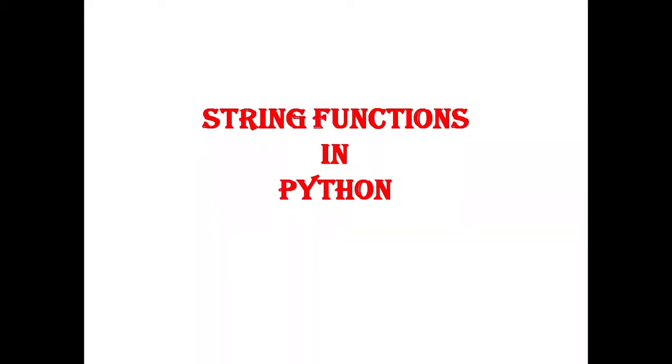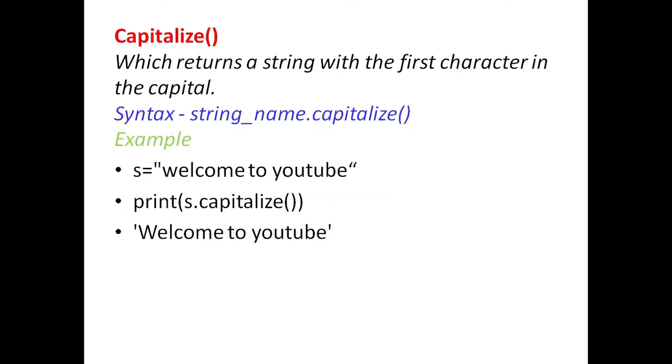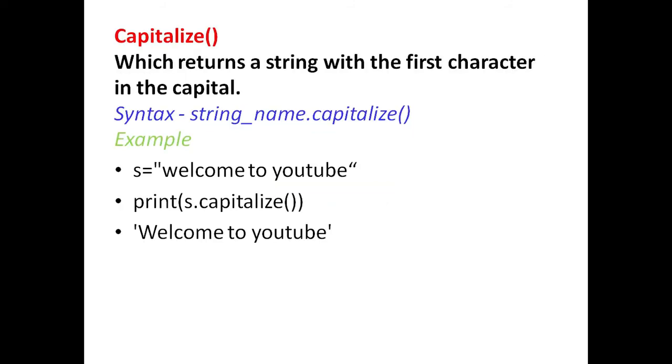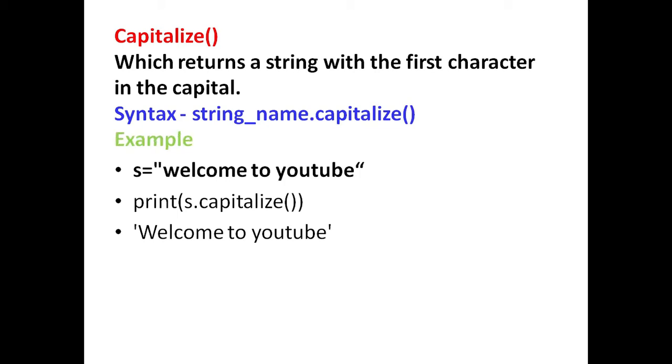Here we will see string functions in Python. First is capitalize. This function returns a string with the first character in capital. General syntax is string name dot capitalize. For example, if s equal to "welcome to YouTube" in small case, and when we print s dot capitalize, it will print "Welcome to YouTube" with W capital.